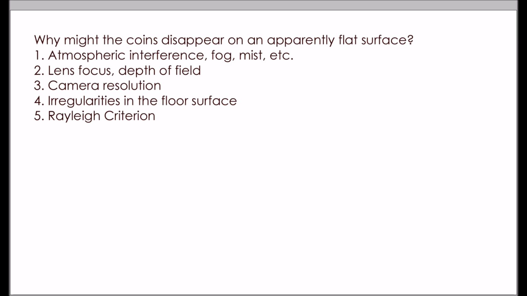First reason could be atmospheric interference such as fog or mist. Second reason could be lens, focus, or depth of field issues with the camera. A third reason could be the resolution of the camera image. Fourth could be irregularities in the floor surface. Fifth could be related to the Rayleigh criterion. Now it may be any or a combination of these, or something else that I have not included here. I'm not attempting to create an exhaustive list.